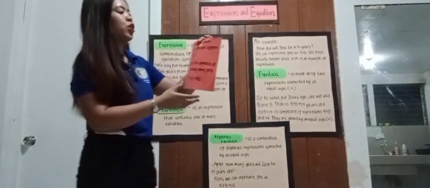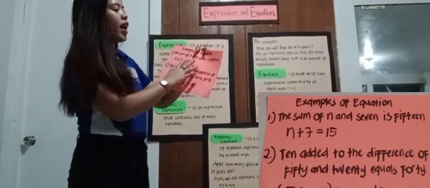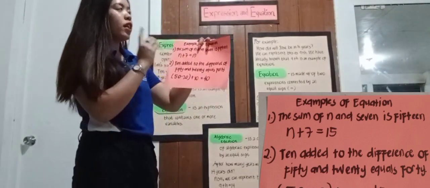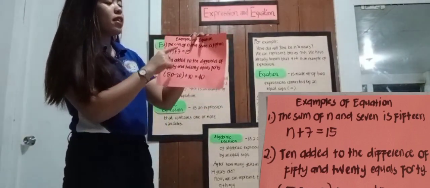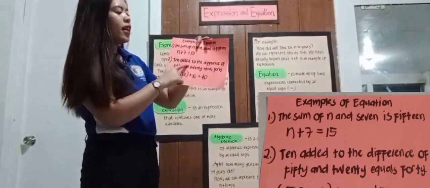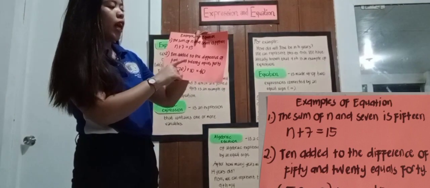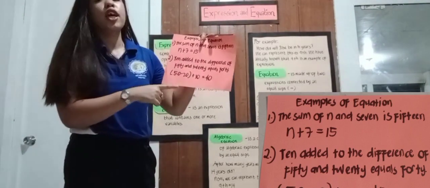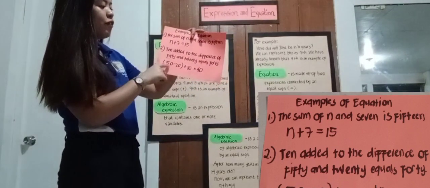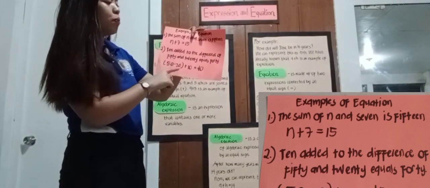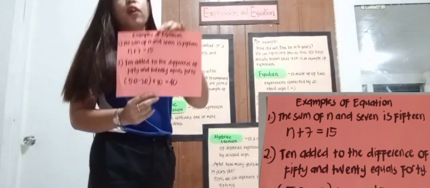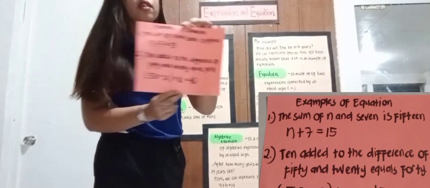Examples of equations. The sum of n and 7 is 15. In symbols, it can be written as n plus 7 equals 15. Another: 10 added to the difference of 50 and 20 equals 40. This can be written in symbols as open parentheses 50 minus 20 close parentheses plus 10 equals 40. Okay, do you understand the examples?